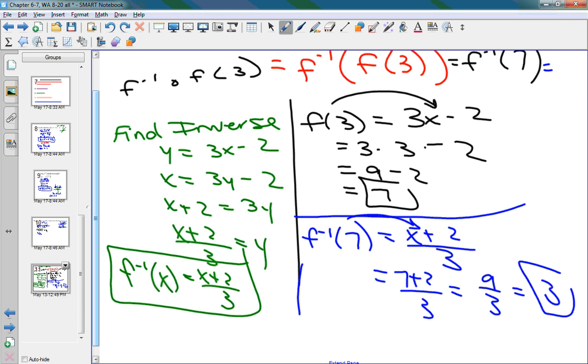So what's my final answer up here? 3. In order for me to do that problem, what did I have to find first? F negative 1. I had to find my inverse. This is exactly like tonight's homework. So here is tonight's homework.